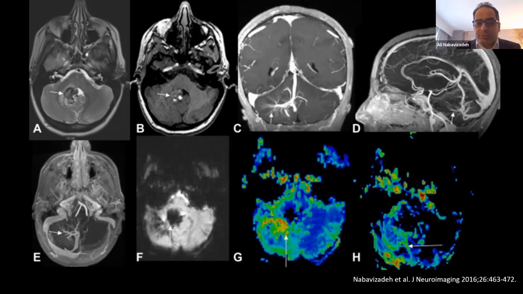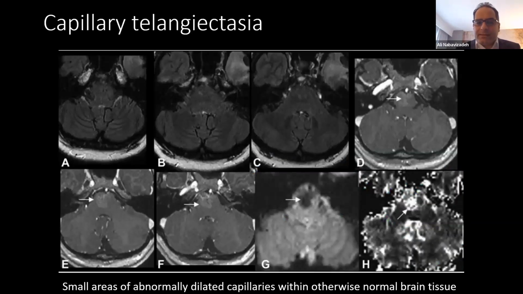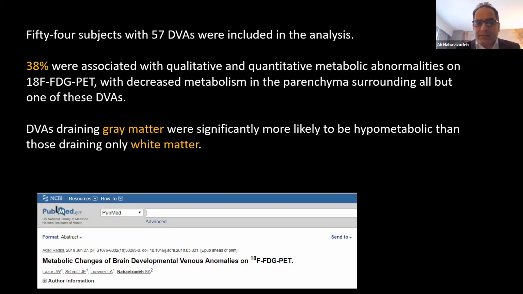So that is something to be aware of, especially because DVAs are common, and you can occasionally see a DVA adjacent to a tumor. So it's important to be aware, if we see increased perfusion, of whether it is because of the tumor or because of the DVA. Capillary telangiectasias can also show increased perfusion. Usually you don't see any hypervascular flare. You see faint enhancement on MR, and they show susceptibility and increased perfusion on rCBV maps. Again, capillary telangiectasias are common, so something to be aware of.